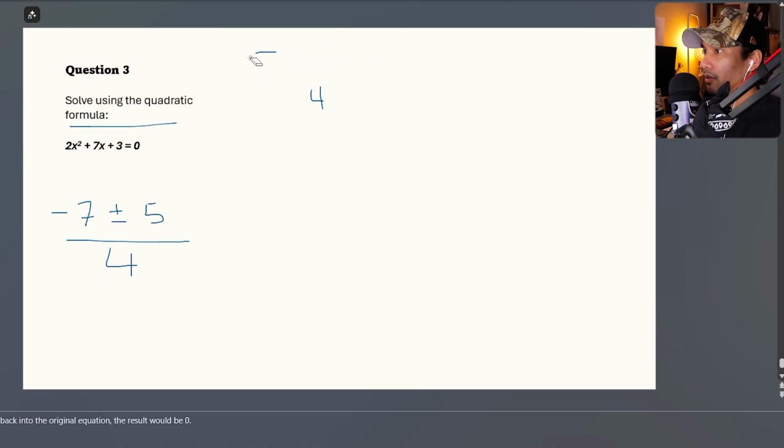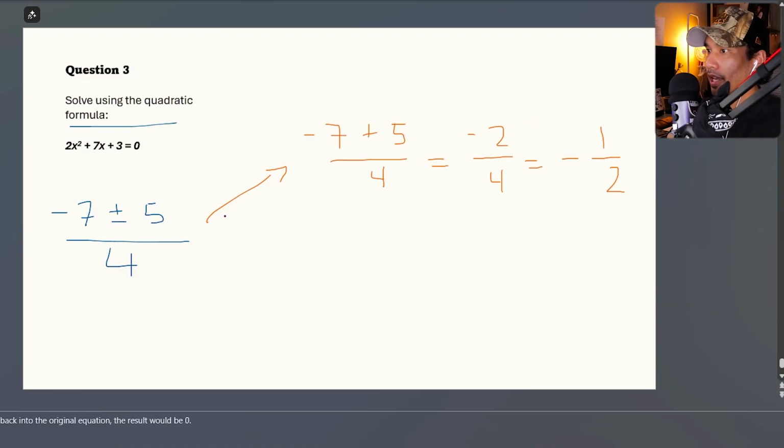What we're going to do is draw a line going here for the positive. Positive will be in orange. So we go negative 7 plus 5 divided by 4. This equals negative 2 over 4, equaling negative 1/2. Okay, so we solved x for the positive side.